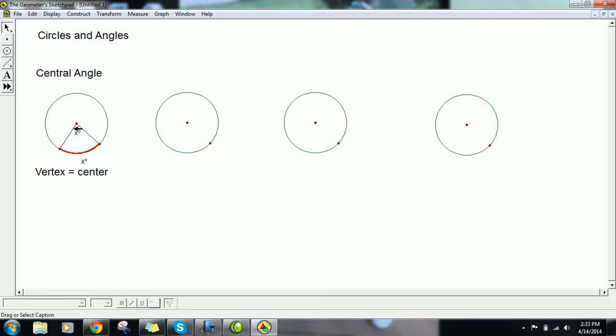So that's the first rule. If this central angle, vertex is the center, is 30 degrees, then the measure of this arc is 30 degrees. They're the same.